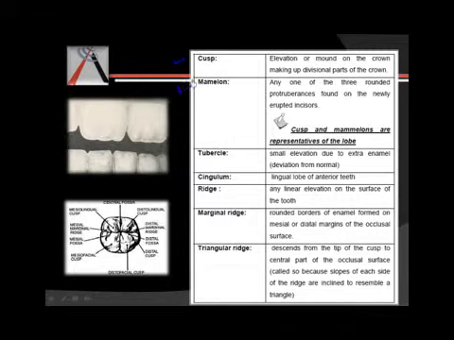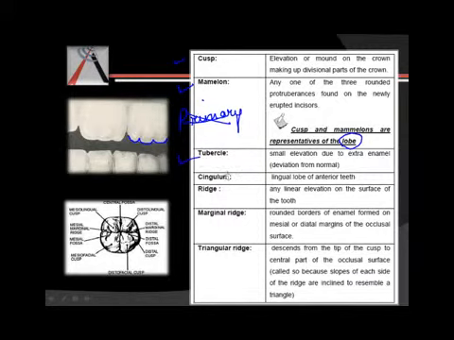When we talk about mamelons, these mamelons are seen on newly erupted incisors and they represent lobes. They represent the developmental lobes. These mamelons are later worn out. So these mamelons are not seen in primary dentition. It's only seen in permanent.